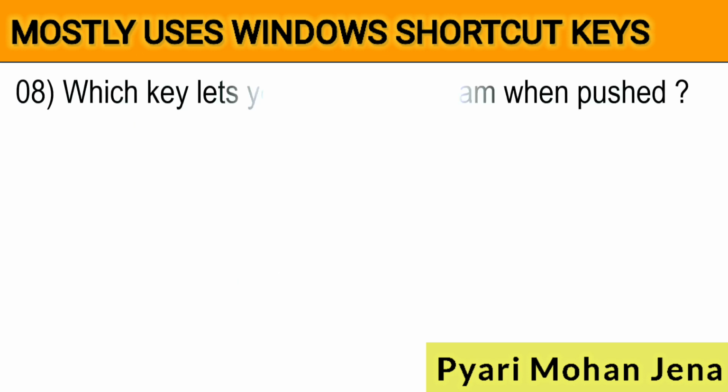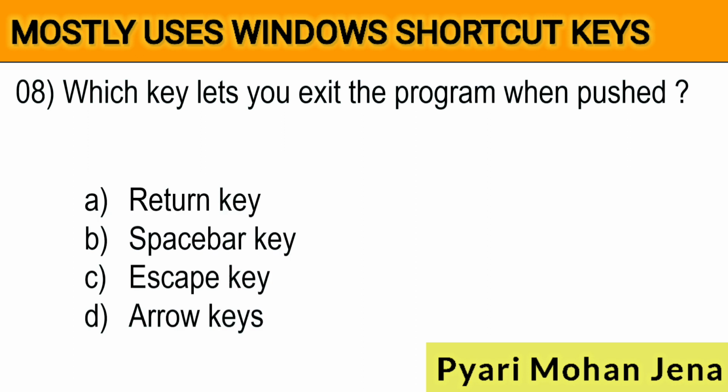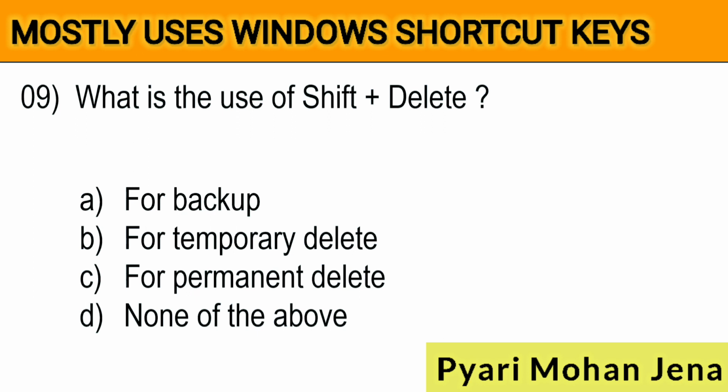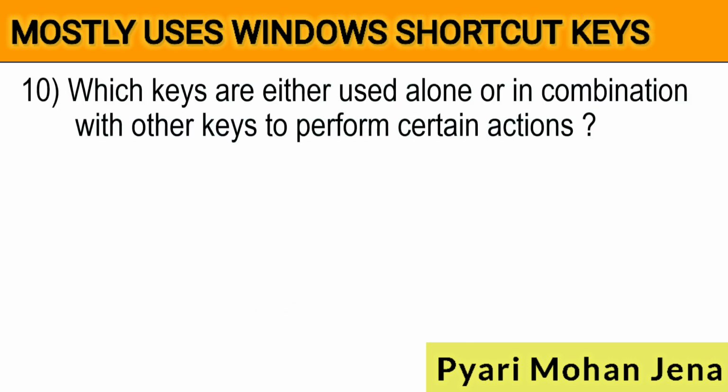Answer is modifier keys. Which key lets you exit the program when pushed? Return key, space bar key, escape key, arrow key. Answer is escape key. What is the use of shift plus delete operation? For backup, for temporary delete, for permanent delete, none of the above. Answer is for permanent delete.